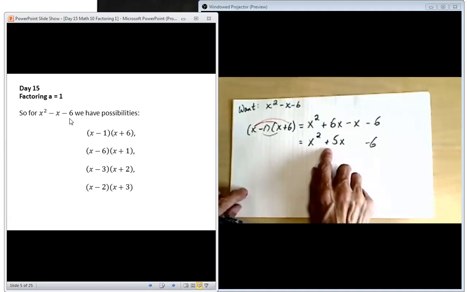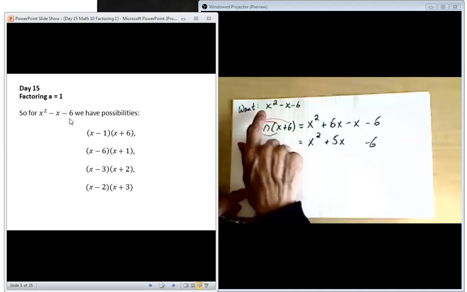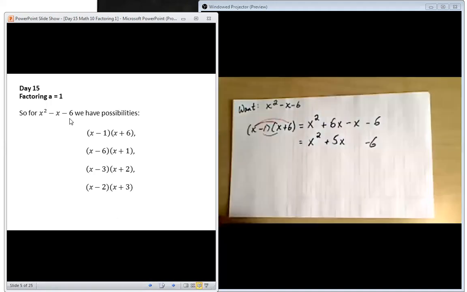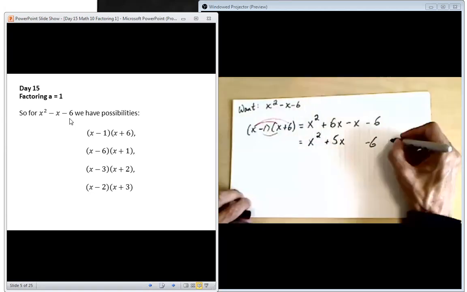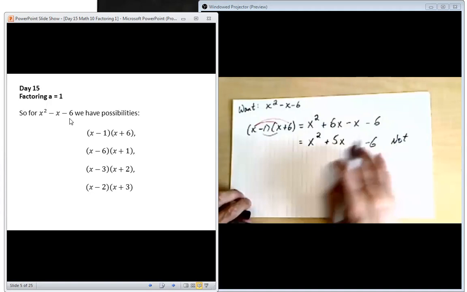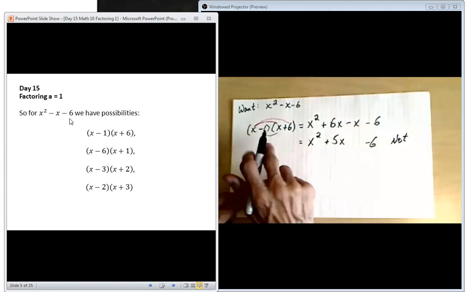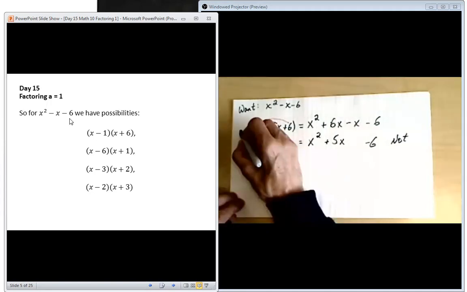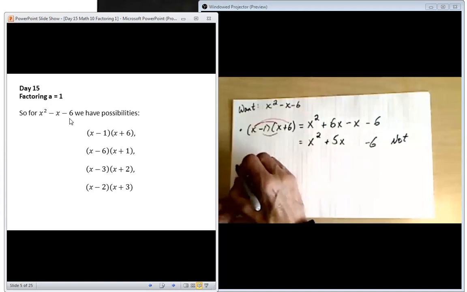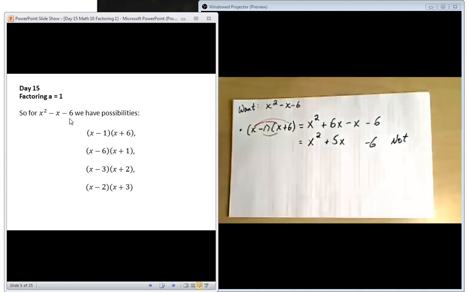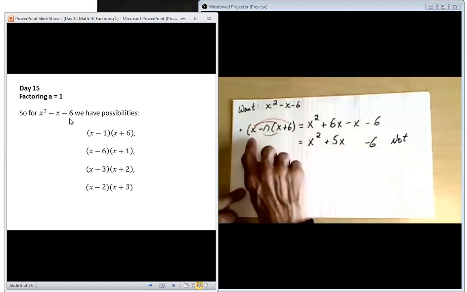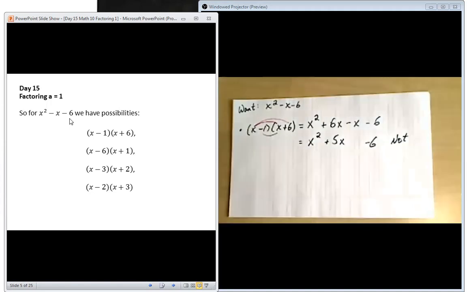So now what we do is we compare. Is it the same as what we had in the original? No. That means these two factors are not the ones that we want. So we go to our list then. Remember the numbers that will give x squared and give minus 6. So we go back here.